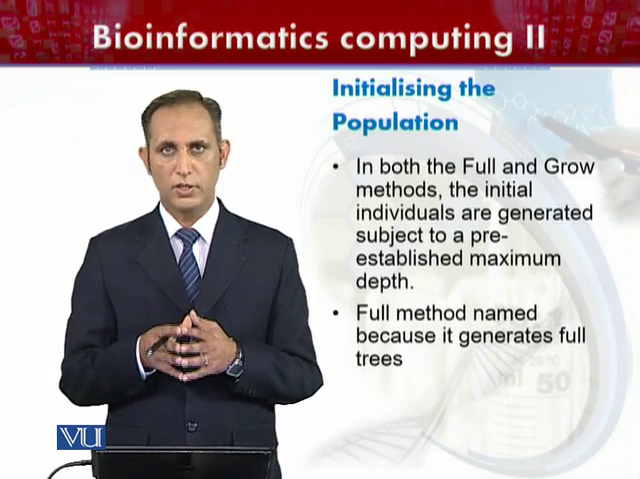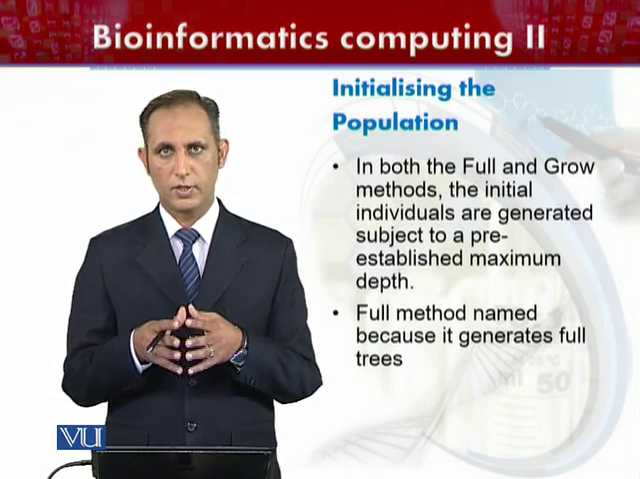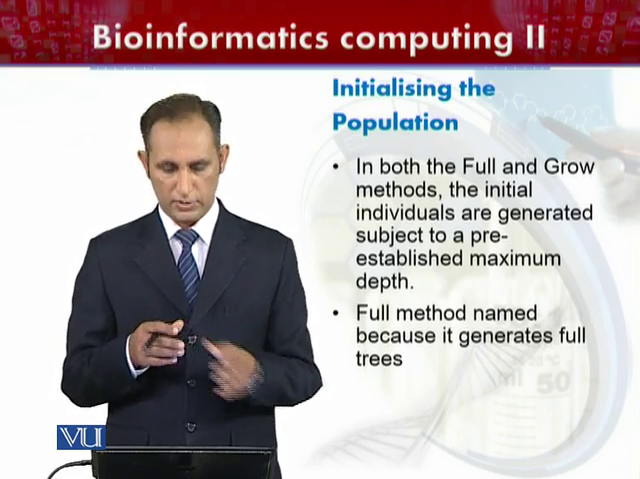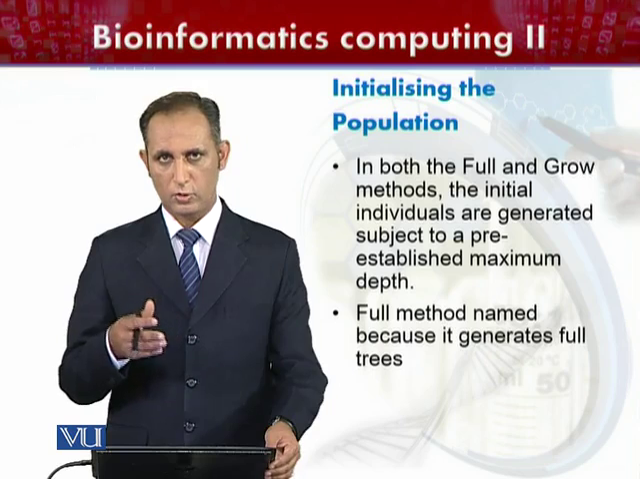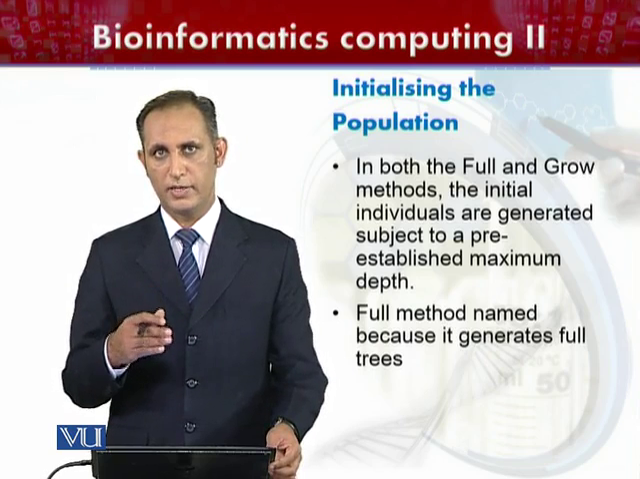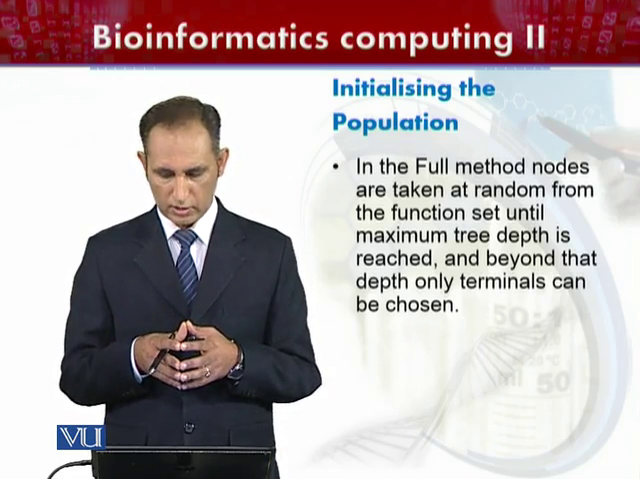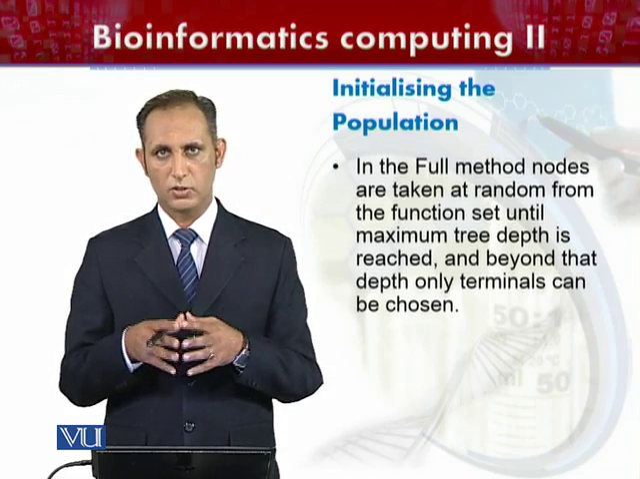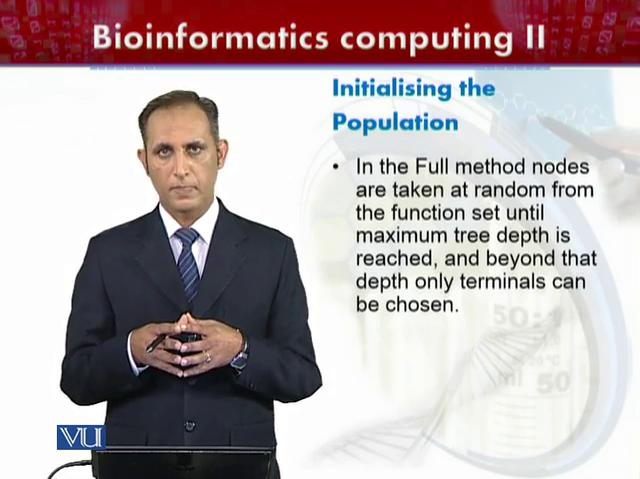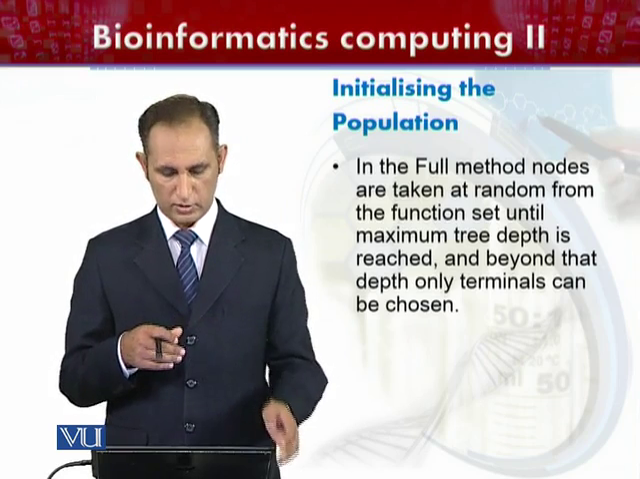The full method is named so because it generates a full tree. It initially generates a full tree, so that's why it is called the full method. The other method does not initially generate the full tree; the tree grows in every round, so that's why it is called the grow method. In the full method, nodes are taken randomly from the set of functions until the maximum depth has been reached, and beyond that maximum only terminal nodes can be chosen.